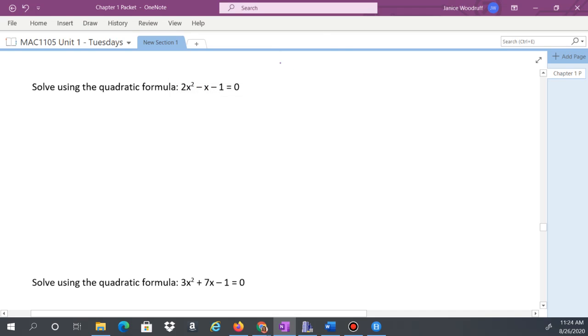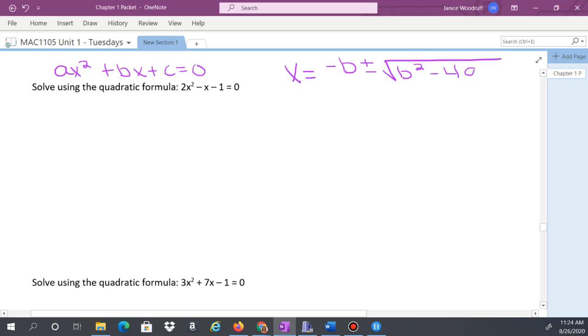All right, so quadratic formula, you want to be in the form ax squared plus bx plus c equals 0. That's standard form of a quadratic. The formula itself is x equals negative b plus or minus square root b squared minus 4ac, all over 2a.